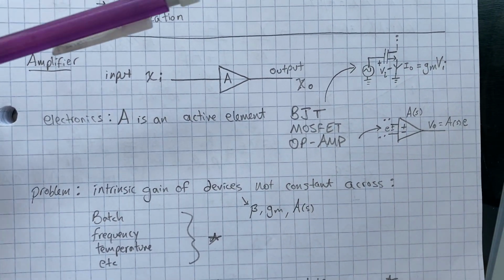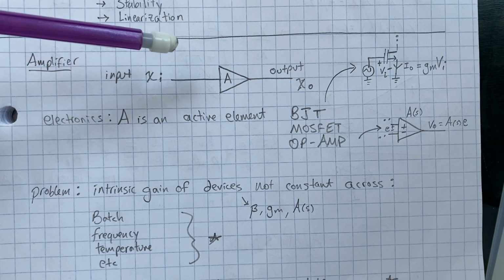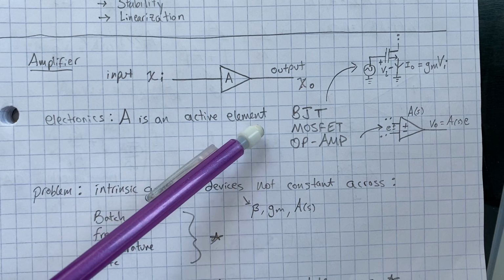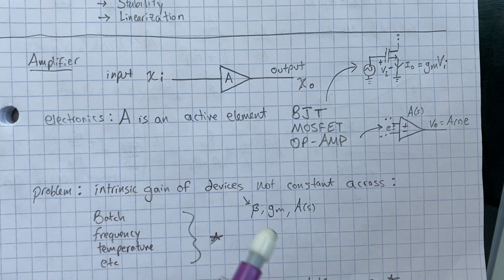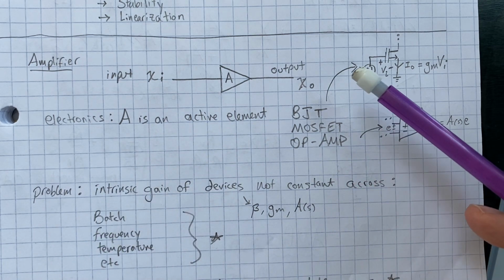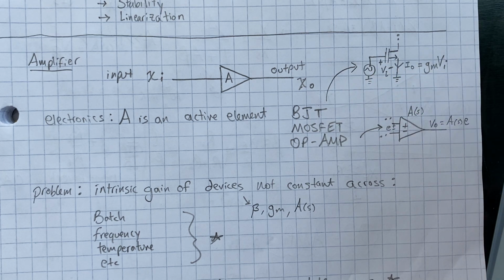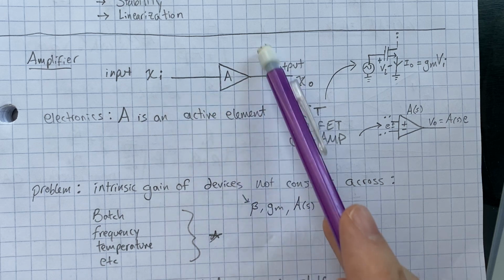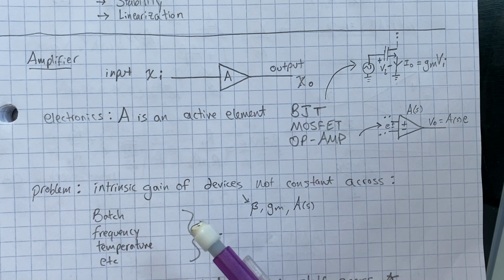For electronics, we're typically interested in amplifiers, and A of the amplifier is an active element. So BJT, MOSFET, op amp, current gain, voltage gain, all that sort of stuff. And one problem you have with just assigning an input to an output through this gain is the gain is not constant across batch of device produced, frequency, temperature, etc.